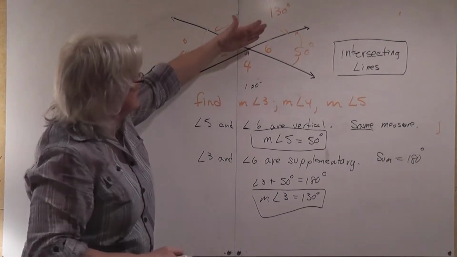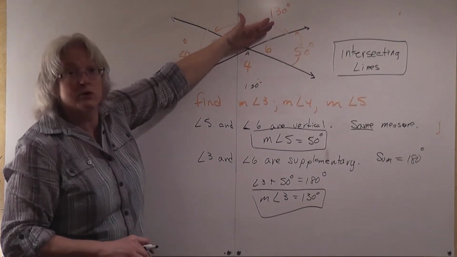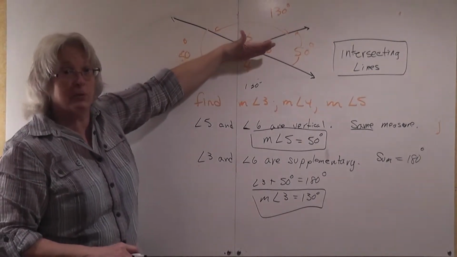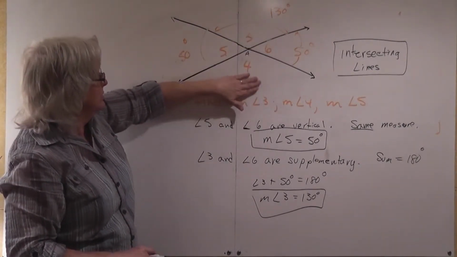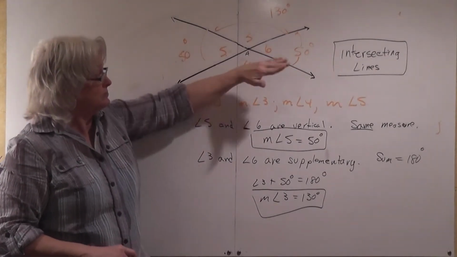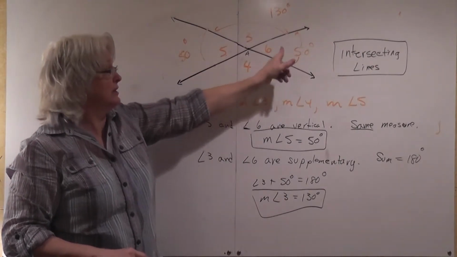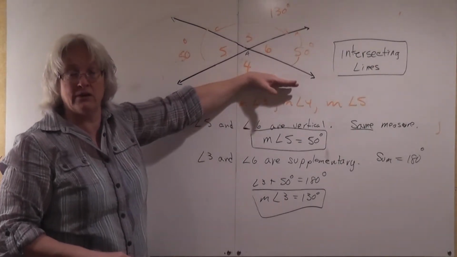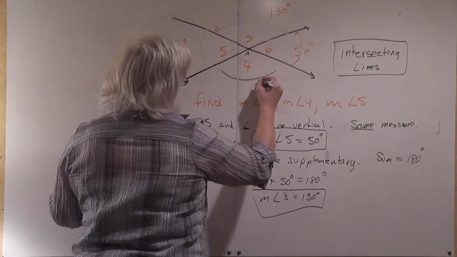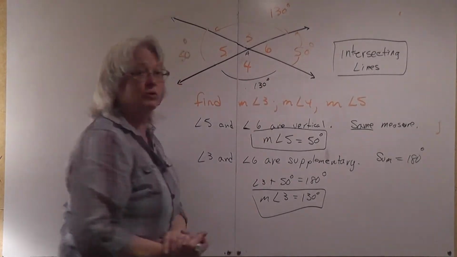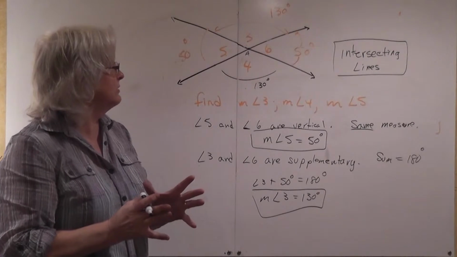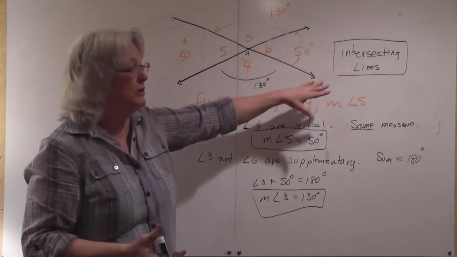Well, we could also see, we've got a straight line here, so angle 6 and angle 4 are supplementary. That means the measure of these two angles has to be 180. 50 plus x is equal to 180. You solve, and you end up with the measure of this angle, again, being equal to 130 degrees. And these are the relationships that are going to take place between angles when you have intersecting lines.